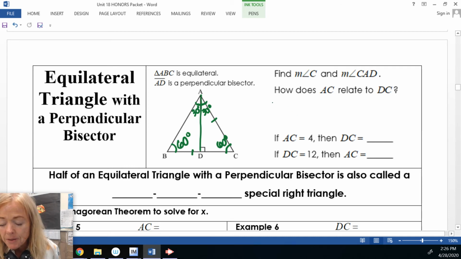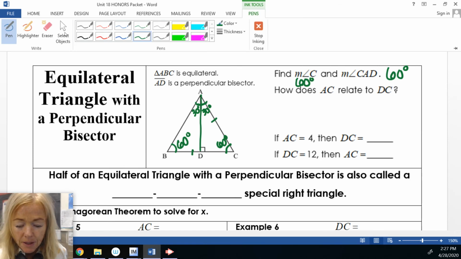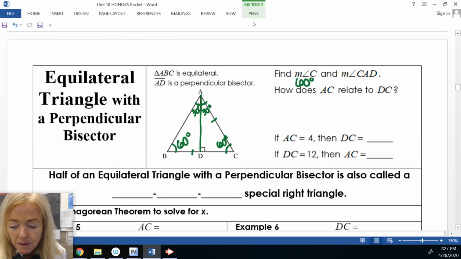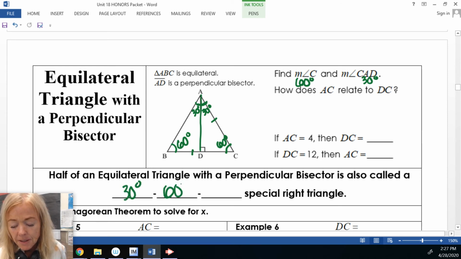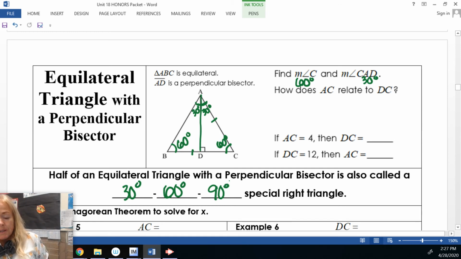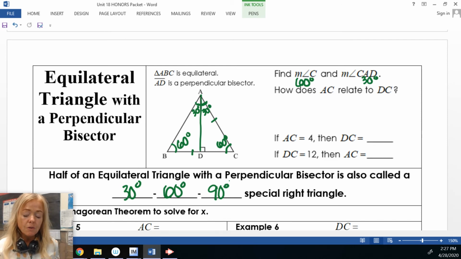So the measure of angle C is going to be 60 degrees. We'll just write it underneath that. The measure of angle CAD, which C to A to D is this one right here, was a 30-degree angle. So all of a sudden now we have a 30, 60, 90 special right triangle. And a triangle that is equilateral, that has a perpendicular bisector split right down the center, makes two congruent triangles that are 30, 60, 90 triangles.